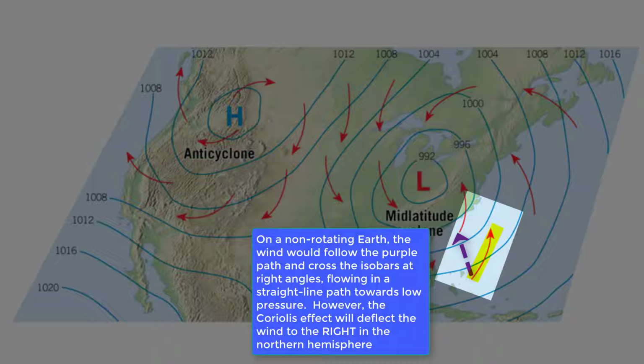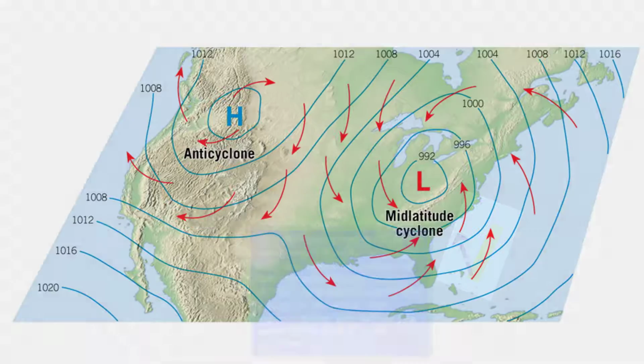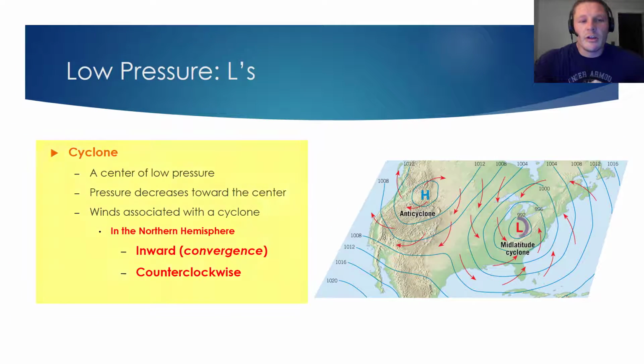And if you were to focus in on any of the red arrows shown on this map, all of them will be deflected to the right of the path that would take them straight down the pressure gradient, perpendicular to all the isobars. So in summary, a cyclone is a center of low pressure, and in the northern hemisphere, we will see surface convergence of winds, and the winds will work counterclockwise around the low pressure center.